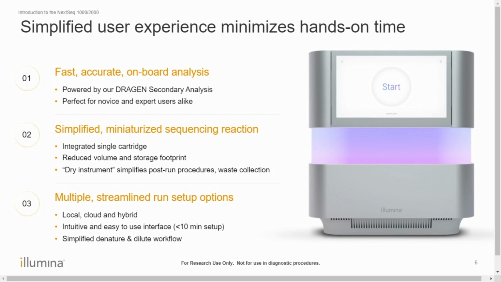Second, both the size and the number of components involved in sequencing have been reduced into a single integrated cartridge that aids in storage and organization. But another key component of this integrated cartridge is that it includes all the fluidic systems required for SBS, keeping the instrument itself dry, meaning there's no longer a need for pre or post wash cycles or a possibility of run-to-run carryover. This also greatly simplifies instrument maintenance. And third, we've streamlined run setup options to be as flexible and intuitive as possible.